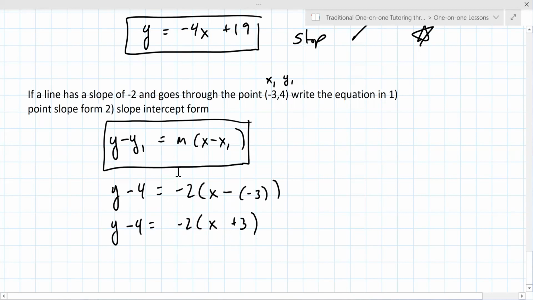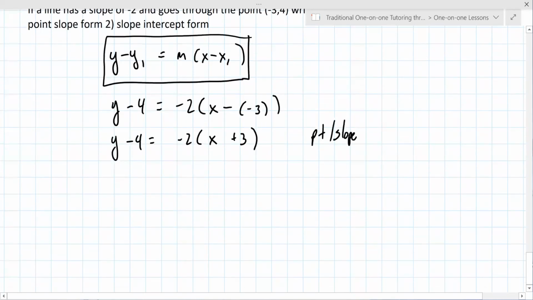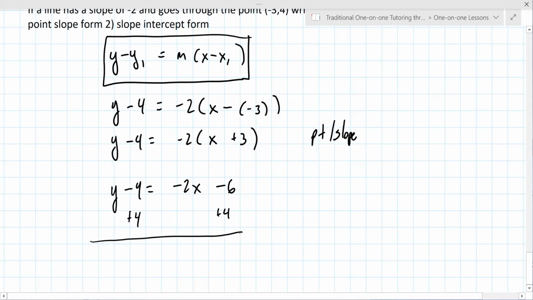Okay, now to do slope intercept form, you have to solve for y. You take this line, which is in point slope form, and then you solve for y. So you're going to distribute the negative two, and then you're going to add four to both sides. And that would be y equals minus 2x minus 2.